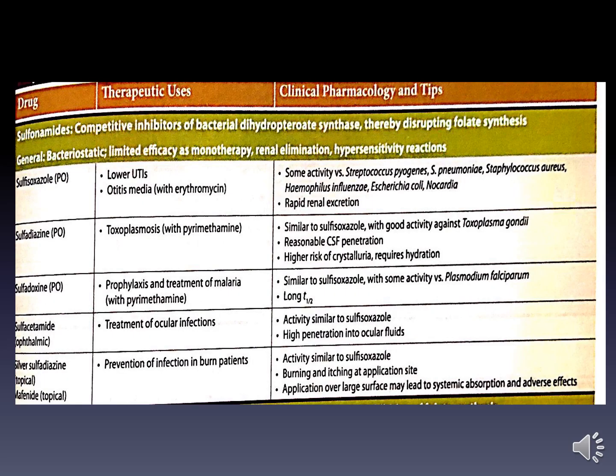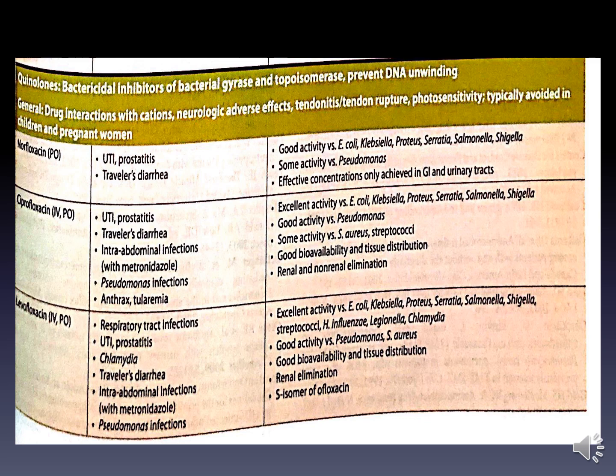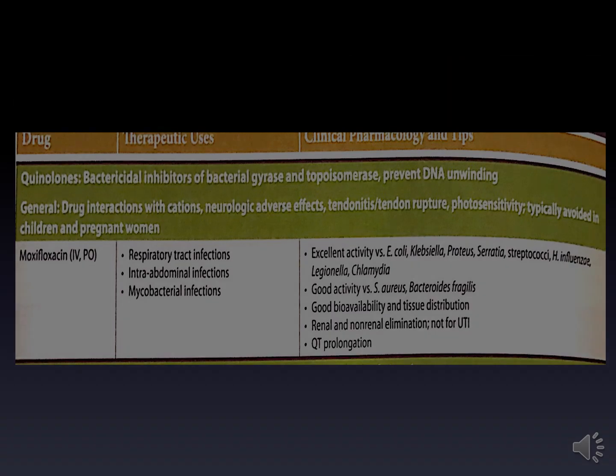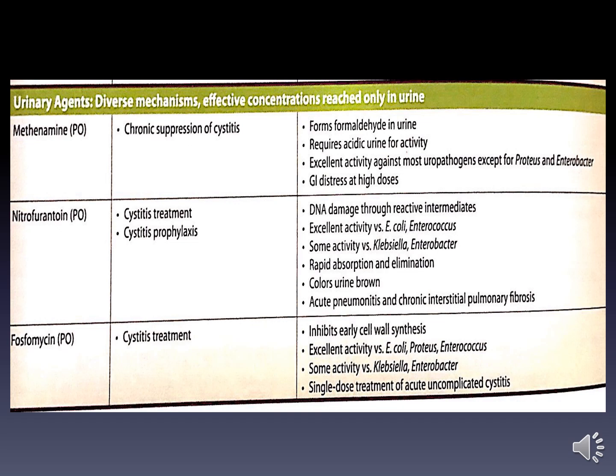So these are the agents. Again, this is just a review of the different agents that I have discussed today. Your sulfonamides, your cotrimoxazole, this is in your Goodman and Gilman book. Your quinolones, the different types, and your other agents, your methenamine, nitrofurantoin, and your fosfomycin.